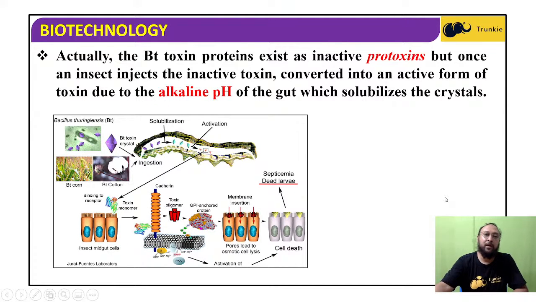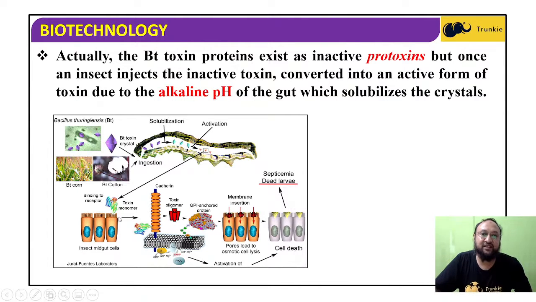So these are Bacillus thuringiensis Bt toxin crystals. The crystals are ingested, then there is solubilization of the crystal by alkaline pH, then activation of the toxin, and then the killing and destroying of the pest. So this is how, you can see, the picture is given here.